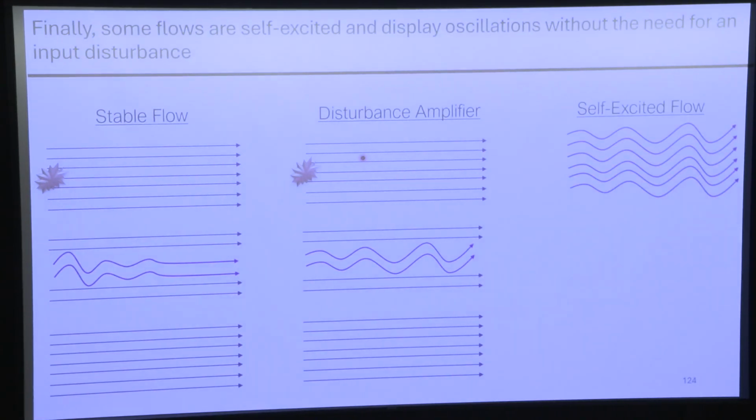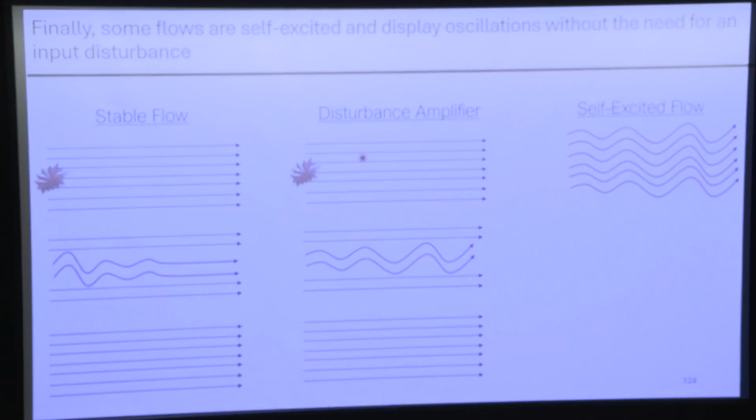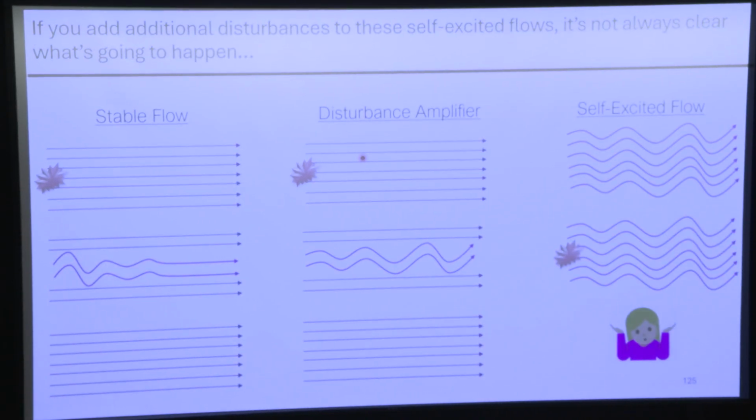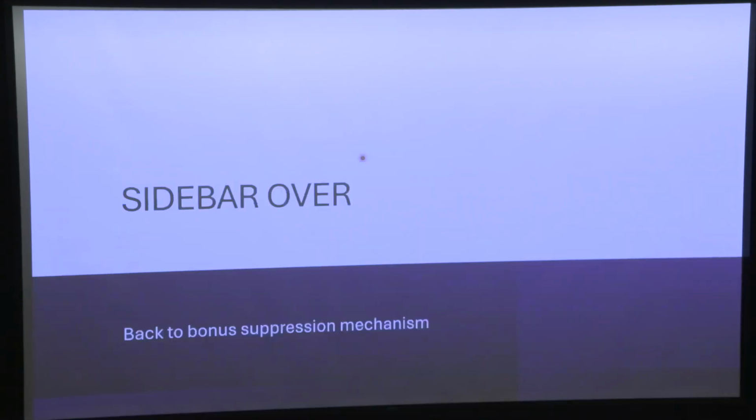Then there are the flows that do it on their own. These are called self-excited flows or globally unstable flows. And those, you happen upon the flow, and it's already oscillating. It's doing it all by itself. One should ask, what happens when you kick it? And the answer is, it's complicated. There are a lot of different options. And if you're interested in this, there's a recording of my symposium lecture that spends 20 minutes on this shruggy emoji and the answer to that question.